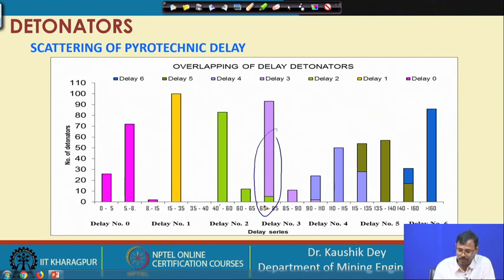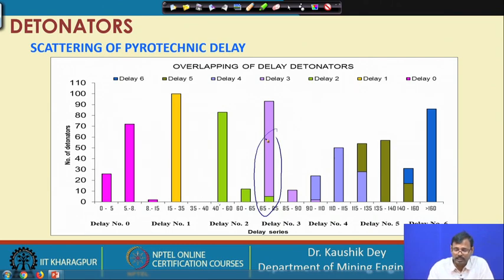Simultaneously, some detonators which are supposed to blast at 75 milliseconds are being blasted at 65 to 85 milliseconds. So, if some user is using the number 2 delay detonator, that is the 50 ms delay detonator, in the first hole, and the number 3 delay detonator, that is the 75 ms delay detonator, in the other hole, it may happen that the hole having the number 3 delay will be blasted ahead of the number 2 delay, which is not as per the design requirement.